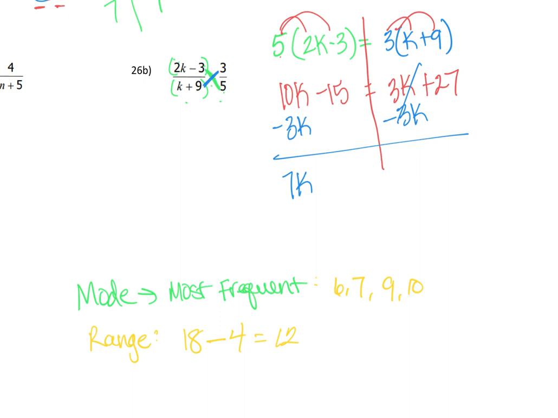And then my constants need to be on the right. So negative 15 needs to move to the other side. We will add it, okay, it cancels. And we get 42. So right now I have 7k equals 42. To finish that off, we're just going to divide both sides by 7. 42 divided by 7, I think it's 6.